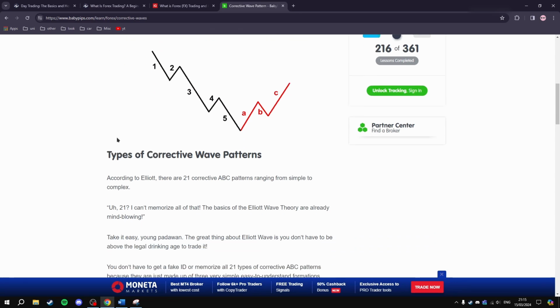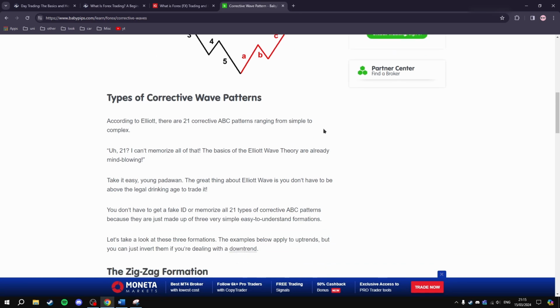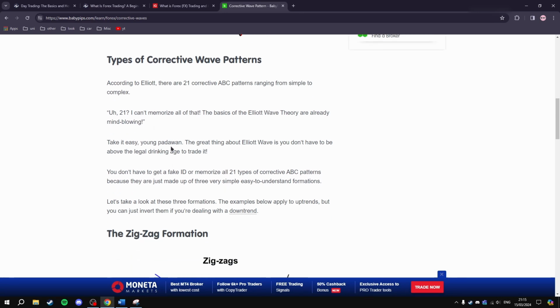Types of corrective wave patterns. According to Elliott, there are 21 corrective ABC patterns, ranging from simple to complex. 21, I can't memorize all of that. The basics of the Elliott wave theory are already mind-blowing. Take it easy, young Padawan.